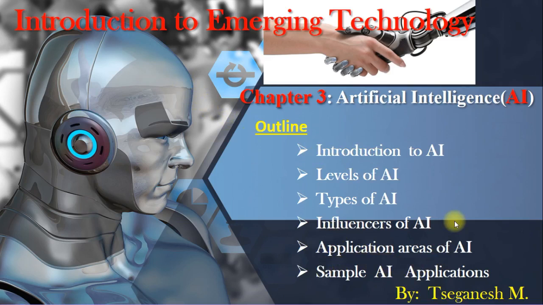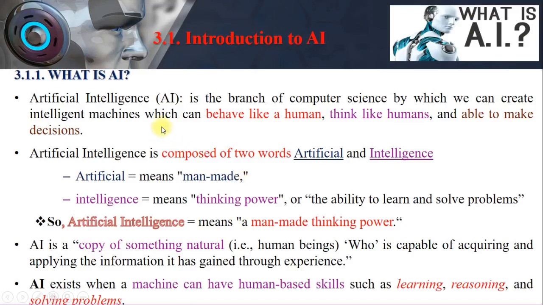So let me start by defining what artificial intelligence itself means. When we define artificial intelligence, it is a branch of computer science, but the aim is to create intelligent machines that can behave like human beings, that can think like human beings, as well as make different decisions based on their past experience.